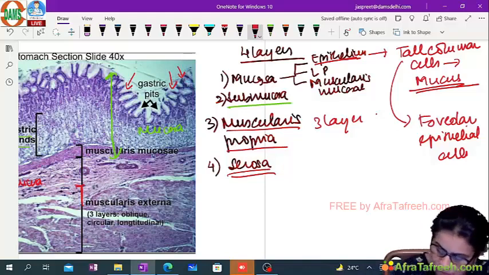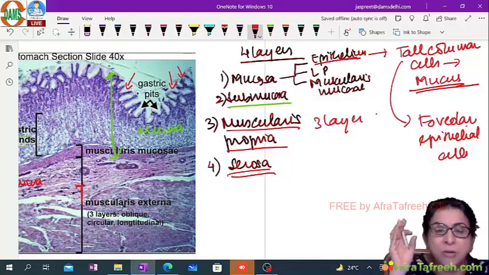Okay, so the epithelium is lined by tall columnar cells. These are called foveolar epithelial cells, and they secrete mucin or mucus.